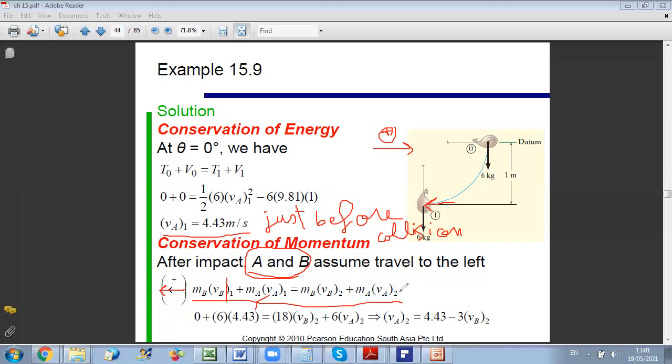Here they did not name X and Y, because they know that since it's a central impact, the velocities will remain along the line of impact. So they will not have a Y component. They will only have an X component. Now, this is the first relation. The second relation will be obtained from the restitution coefficient.